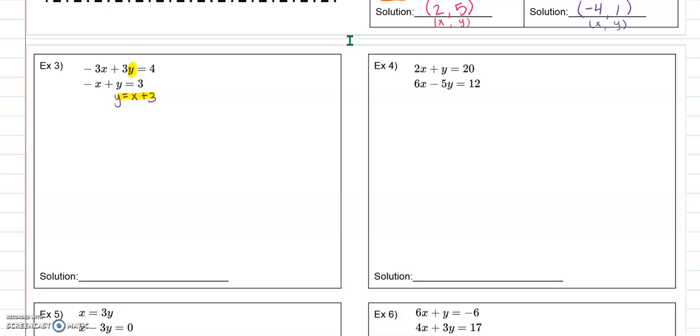We can take this y equals x plus 3 and substitute it into the first equation for y. So I get negative 3x plus 3 parentheses x plus 3 close parentheses equals 4. We got negative 3x plus 3, but instead of y, we're substituting the x plus 3 equals 4. Again, now notice there's only x's in here, so let's solve for x. You're going to distribute to get rid of those parentheses.